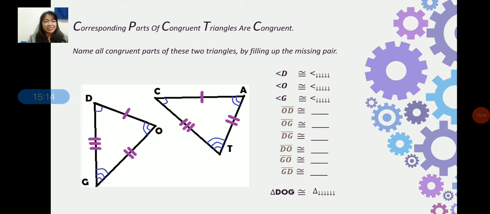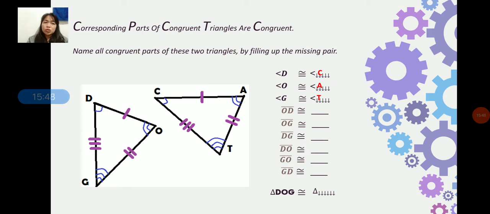Okay, already? So angle D has one mark, which would be congruent to the other triangle that also has one mark, and that would be angle C. Angle O would be congruent to angle again? Yes, angle A. And then angle G would be congruent to angle T. Now let us proceed with the sides.